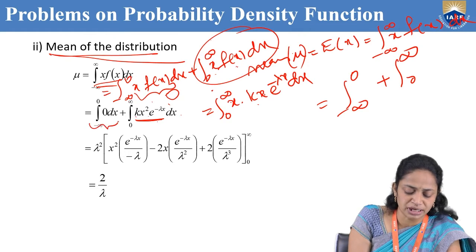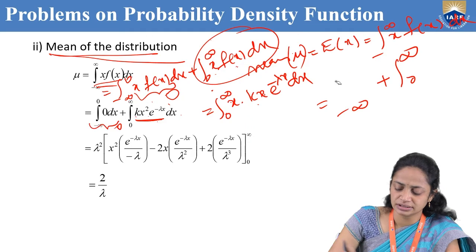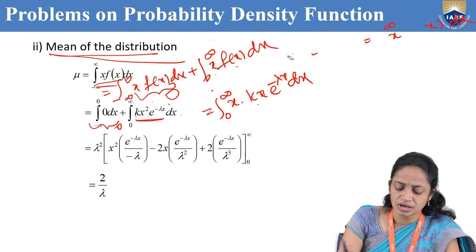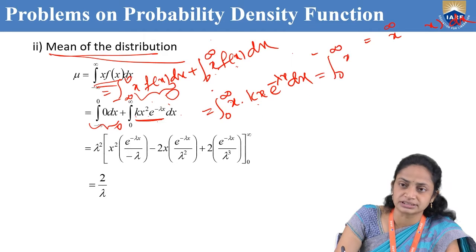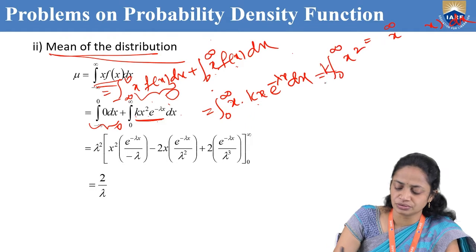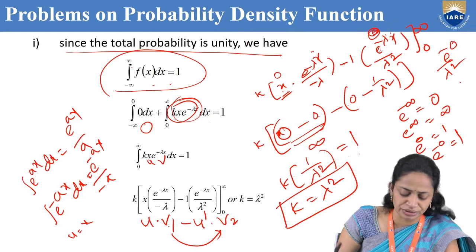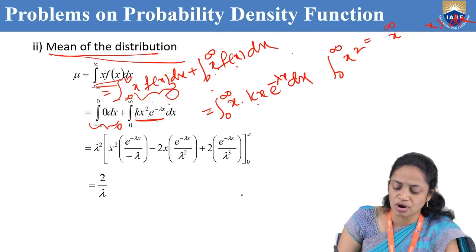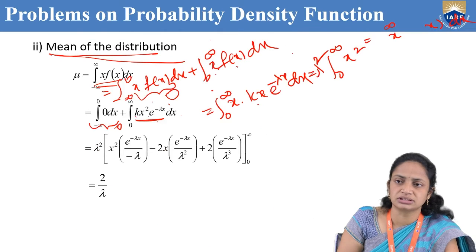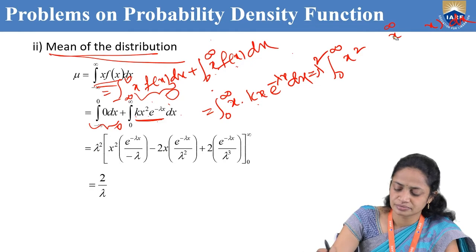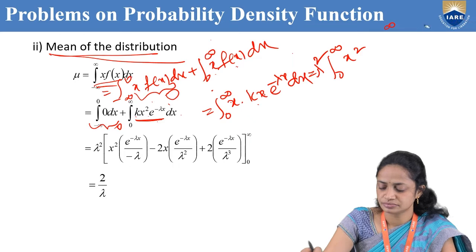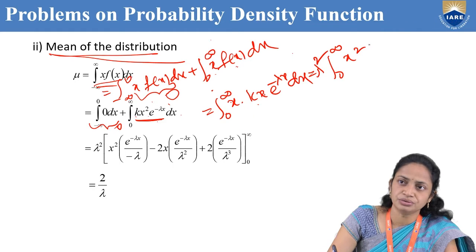Now integrate this one: the integration from 0 to infinity of x square, and you can keep k outside. But we know the k value is lambda square. So in place of k, I am substituting lambda square: lambda square times integral of x square into e power minus lambda x dx.